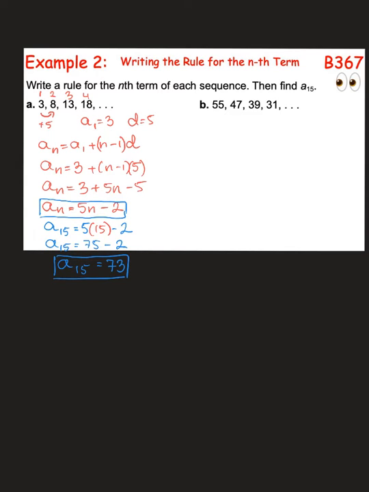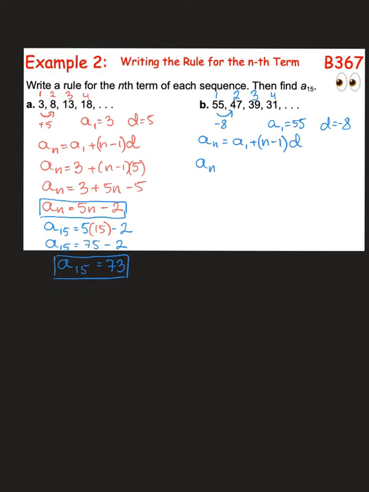So for part B, this one is a decreasing sequence. So the first term is 55, the second term is 47, third term is 39, and the fourth term is 31. So this pattern is decreasing by 8. So the common difference is negative 8. The first term is going to be 55. The common difference is negative 8. So when I write the rule again, a sub n equals the first term, a sub 1 plus n minus 1 times the common difference.